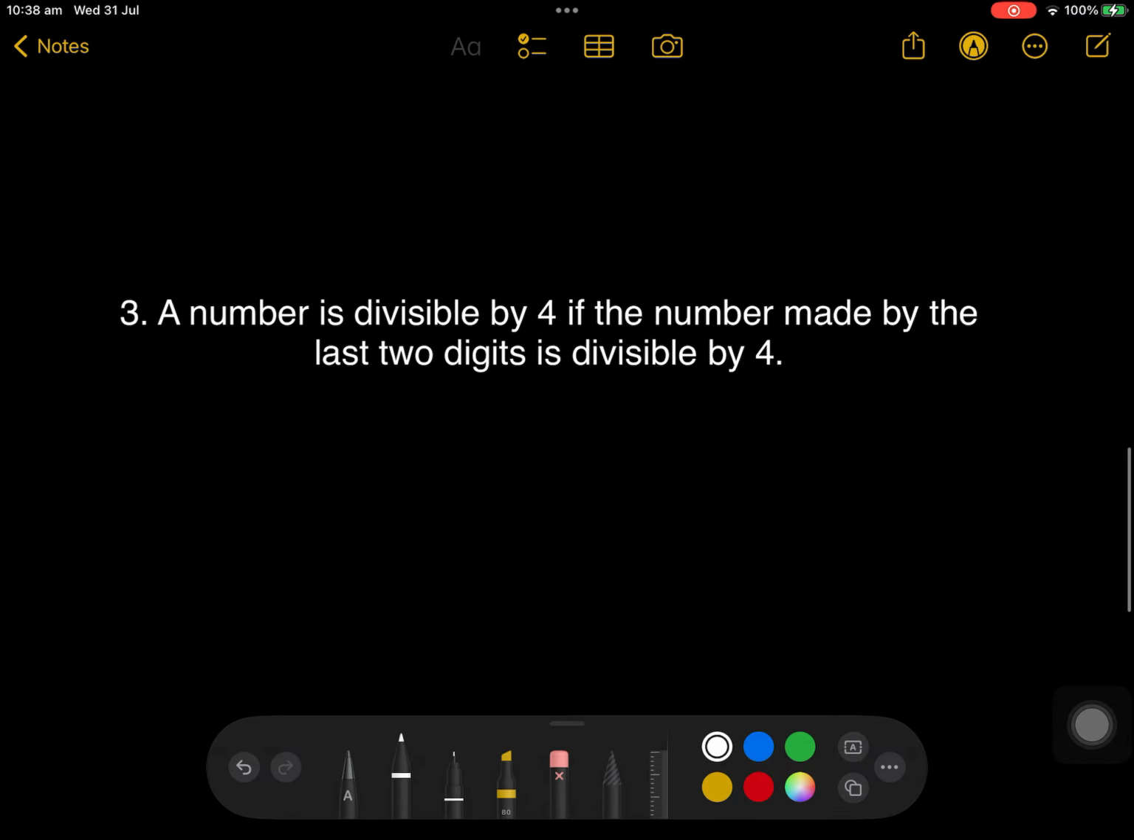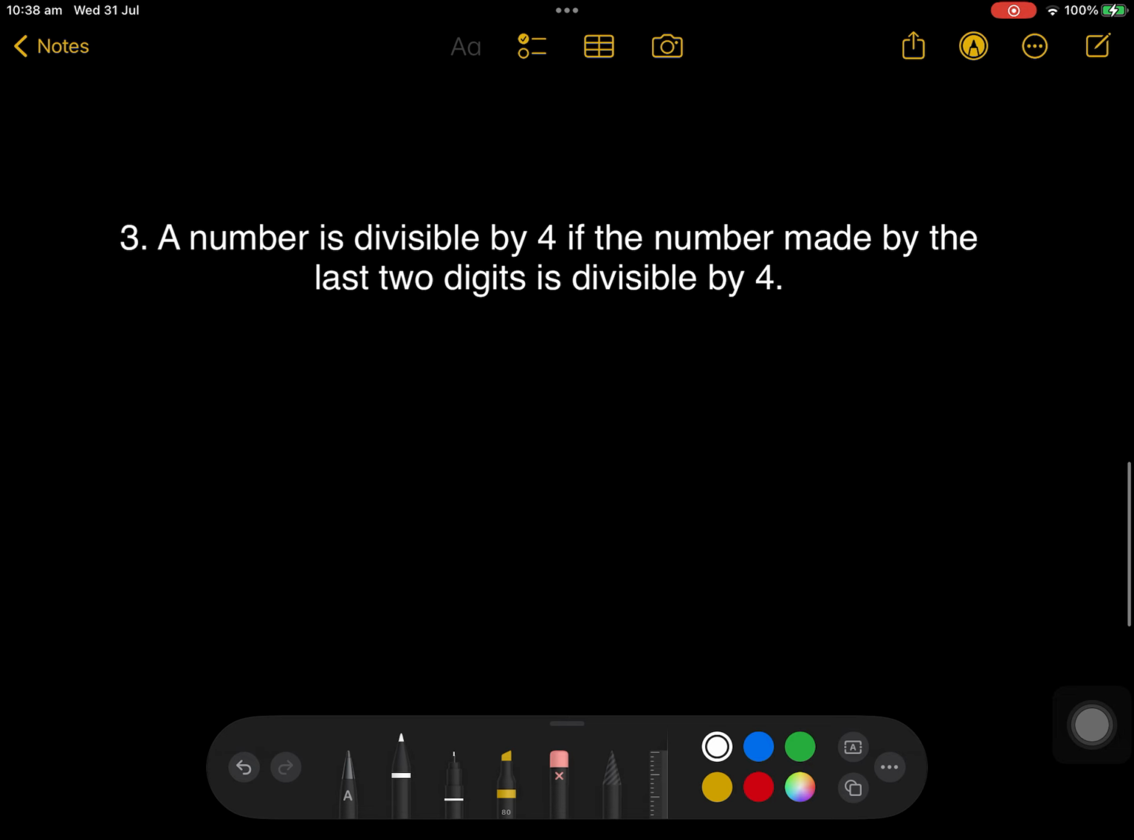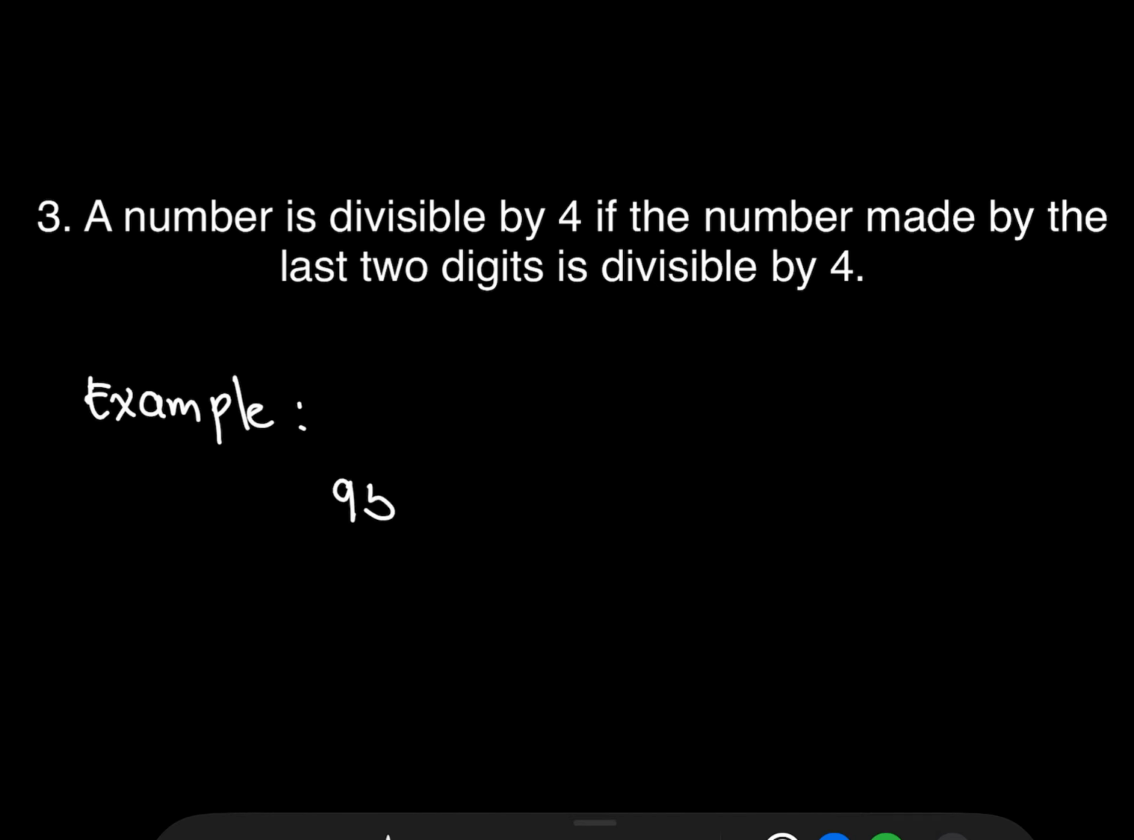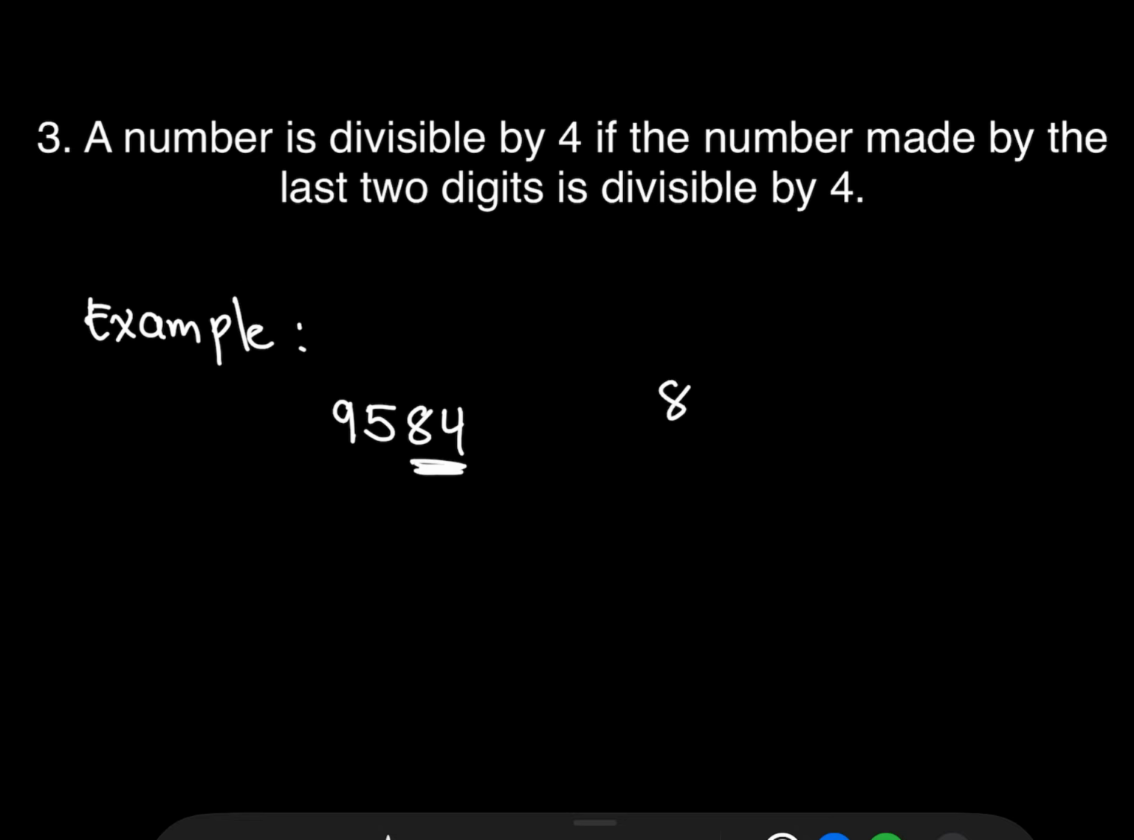And the third rule is a number is divisible by 4 if the number made by the last two digits is divisible by 4. Let's have an example for this. For example, if you have 9,584, the last two digits are 8 and 4, or 84. And 84 can be divided by 4, which is 21. So that means 9,584 is divisible by 4.